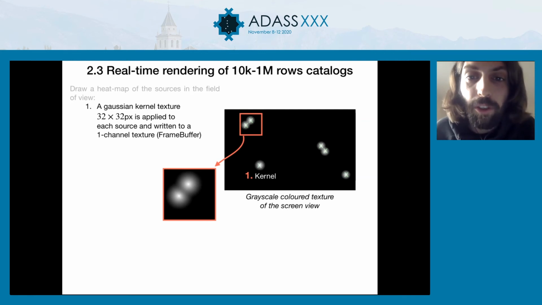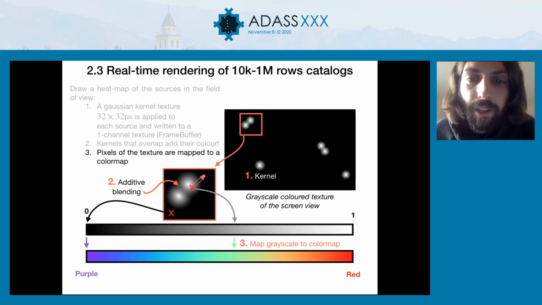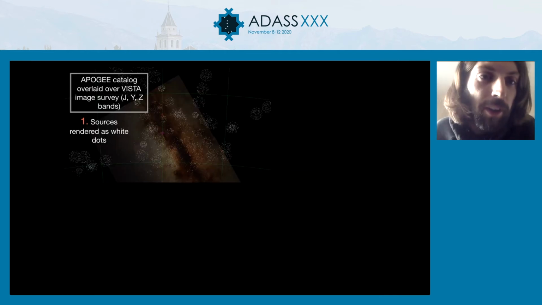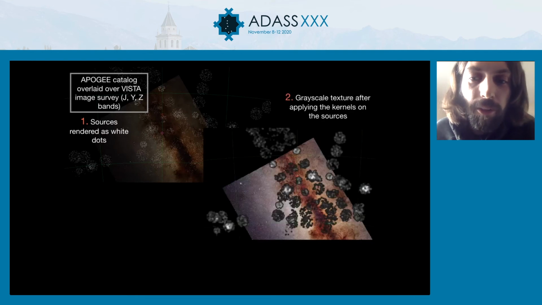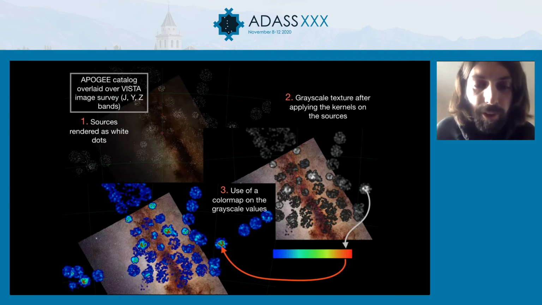For each of these sources, I apply a kernel. For kernels that overlap, I add their grayscale color. And I can map the grayscale value to a color map. So for example, I render the Apogee catalog first as simple white dots. Then for each source, I apply the kernel and I map a rainbow color map to that. And this gives this beautiful heat map effect.